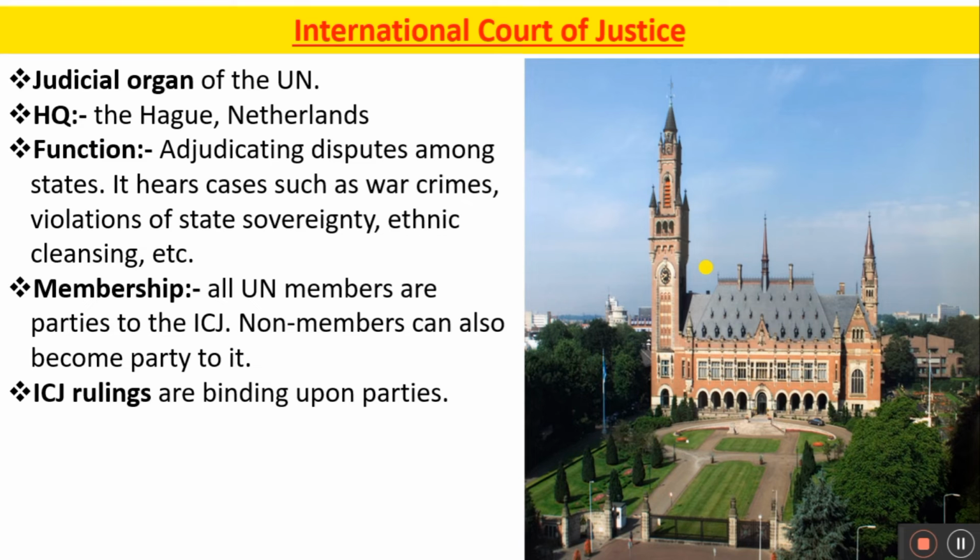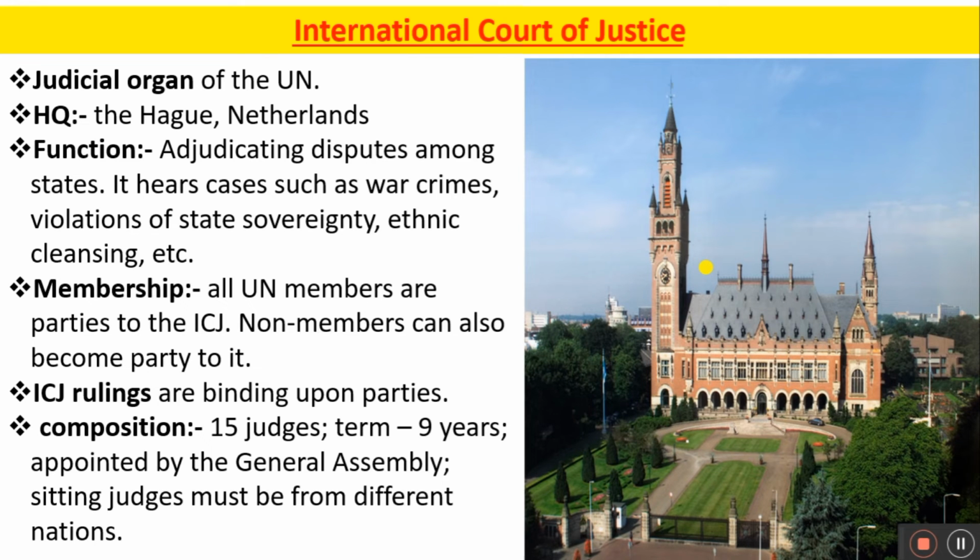The rulings of the ICJ are binding in nature, meaning all the member states that are parties to it have to follow them. The ICJ is composed of 15 judges, the term of which is 9 years. They are appointed by the General Assembly. Every sitting judge should be of a different nation.